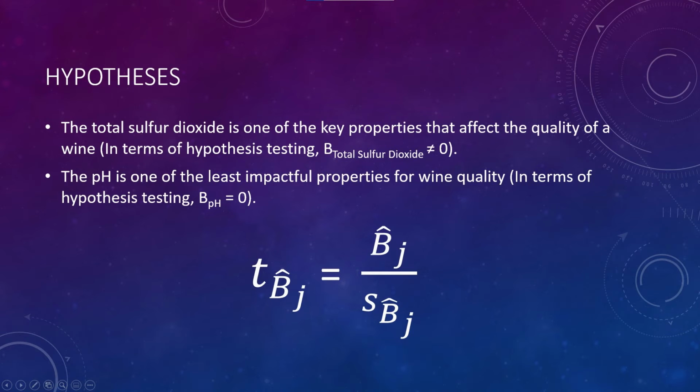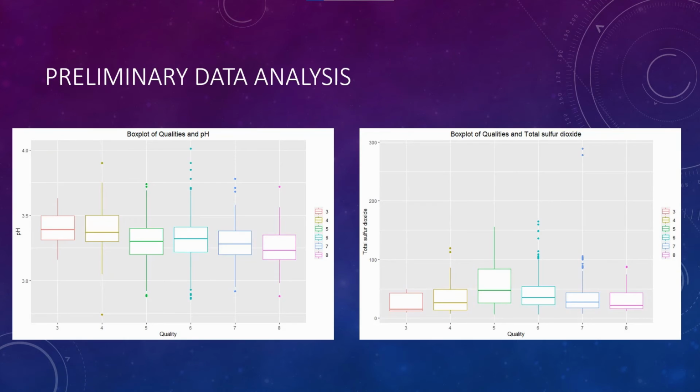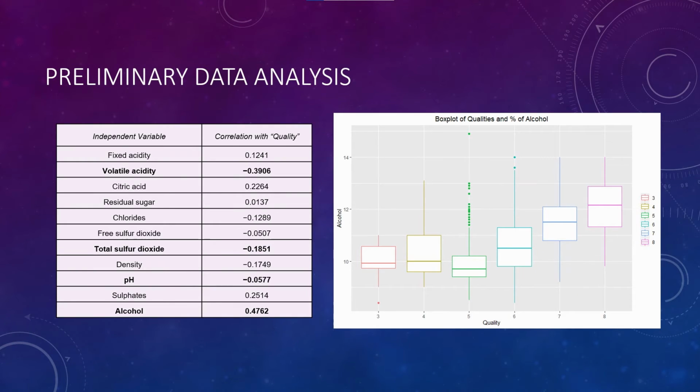Before showing the regression results, some preliminary data analysis is going to be shown. The next box plots describe the behavior of the two main variables for this project, but they don't show anything clear yet. A correlation analysis was also made, and the values are presented in this table. We can see that alcohol has the highest correlation value, and if we graph this relationship in a box plot, we can see that the higher the percentage of alcohol, the higher the quality. So alcohol might be one of the variables that has a significant linear relationship in the regression.